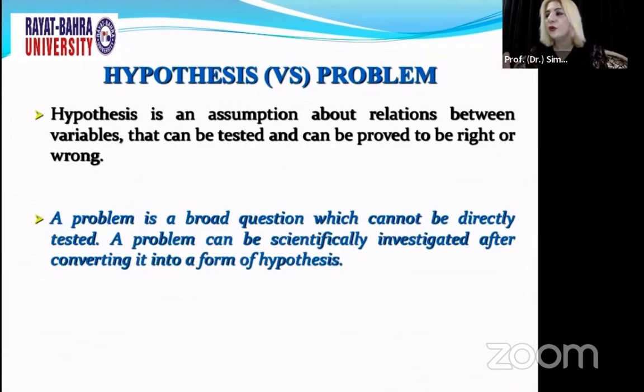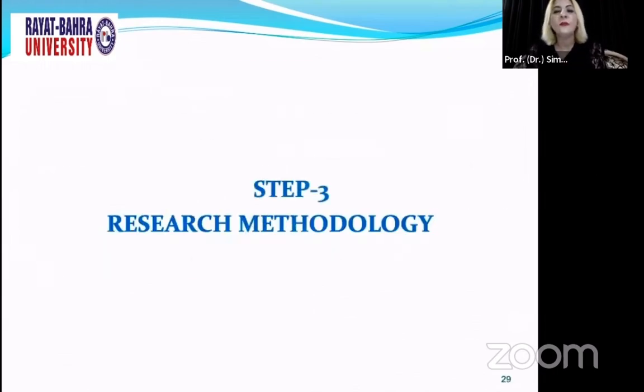So a problem cannot be tested. Only a hypothesis can be tested, because this is an assumption, an assumption about the relationship between the two variables. So that can be tested and that can be proved right or wrong. So that's why we always convert our problem into the hypothesis.